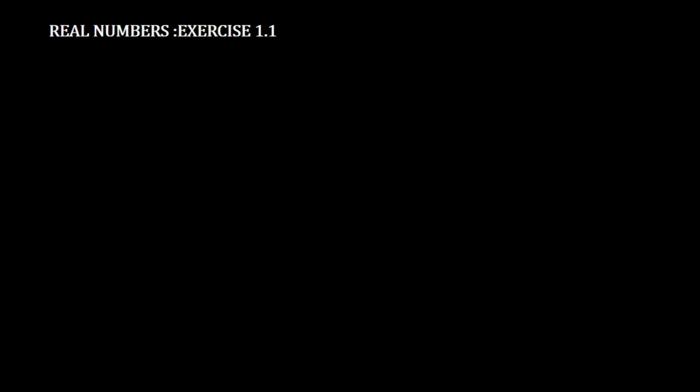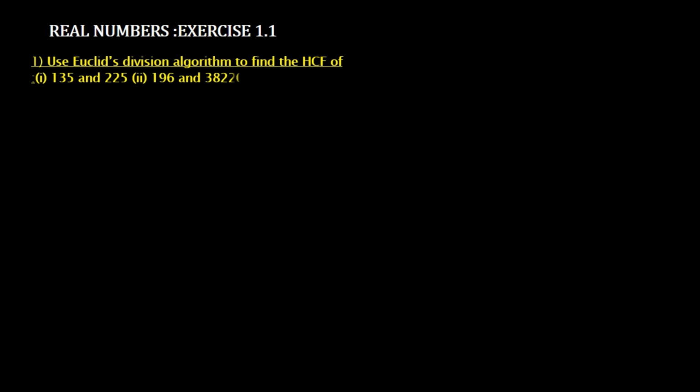Okay, so we can move on to our exercises. That is our first exercise in this chapter. Use Euclid's division algorithm to find the HCF of 135 and 225, 196 and 38220, 867 and 255. So let us look at our first example, that is 135 and 225.